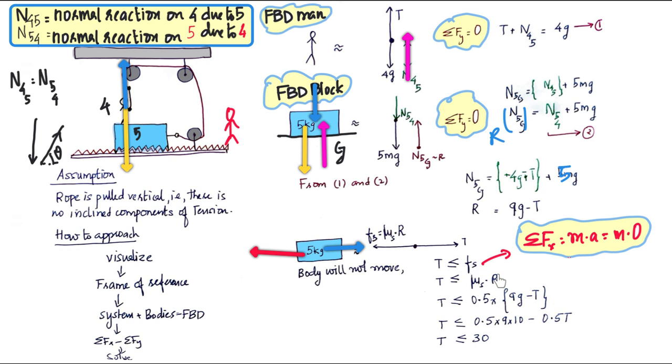Static friction is mu s into R. What is R? We found out here, 9g minus T. The value of g is 10. 9 tens are 90, into 0.5 is 45. Minus 0.5 into T. 0.5 into T plus T is 1.5 T. 45 by 1.5 is 30. Okay. All right. So this is an overall view of the problem.